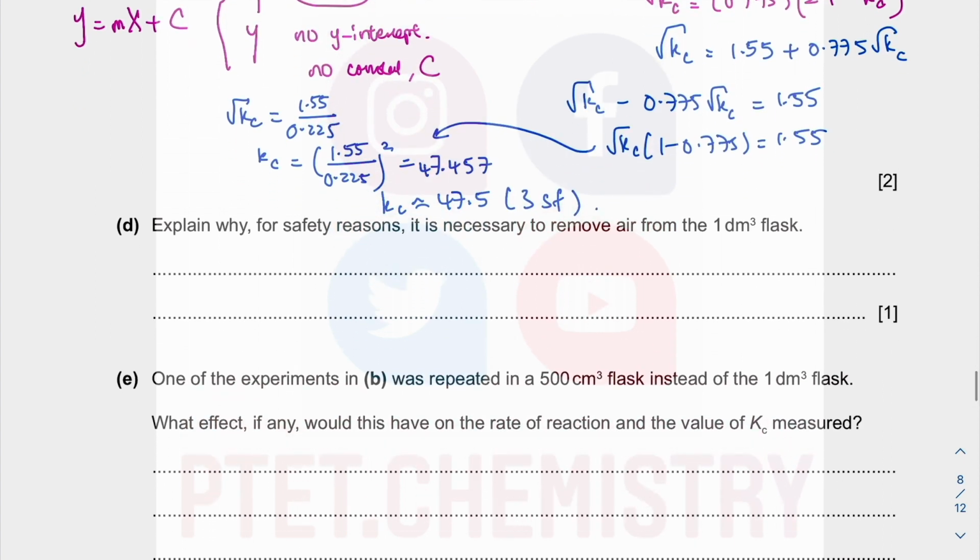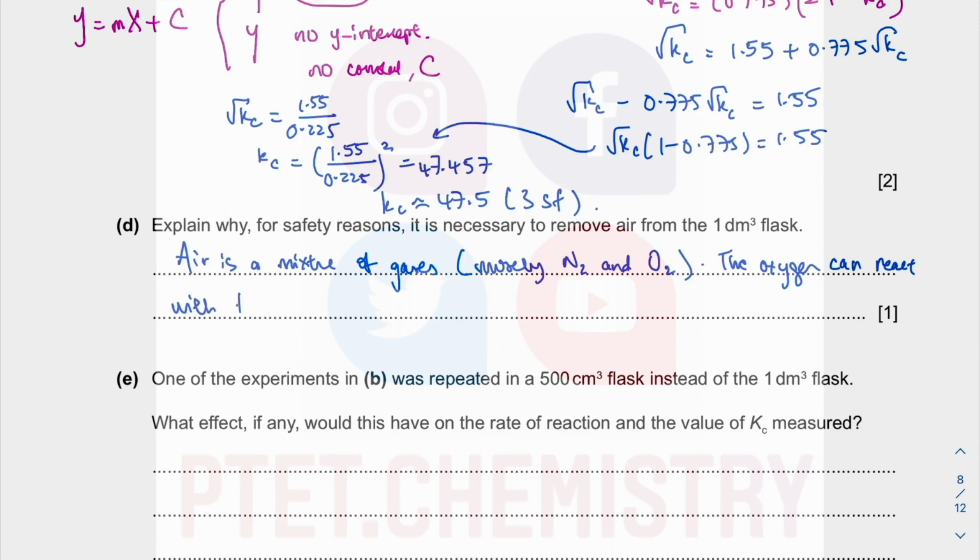Explain why, for safety reasons, you want to remove the A from the 1 dm³ flask. So we know that we had to remove that A, right? So if we have A, what does A contain? A is a mixture of gases. Mostly nitrogen and oxygen, which are diatomic, okay? So the oxygen can react with hydrogen from this reaction as a reactant.